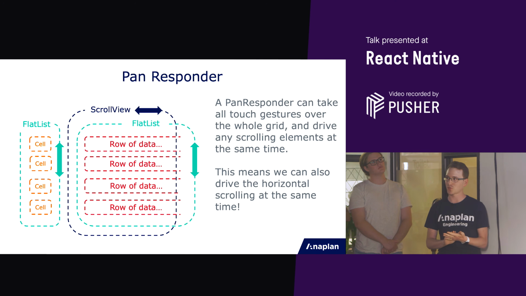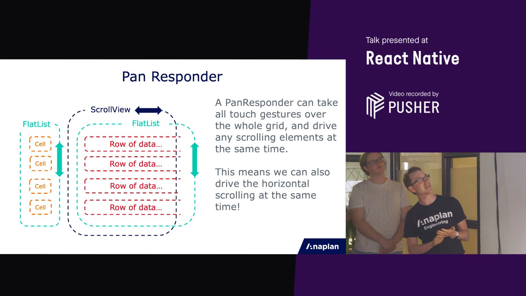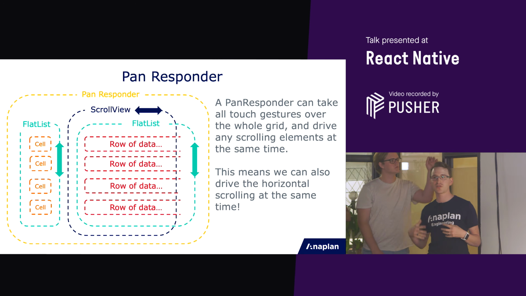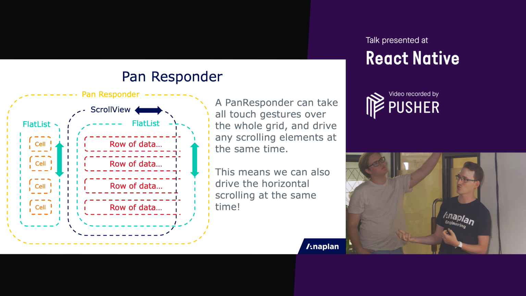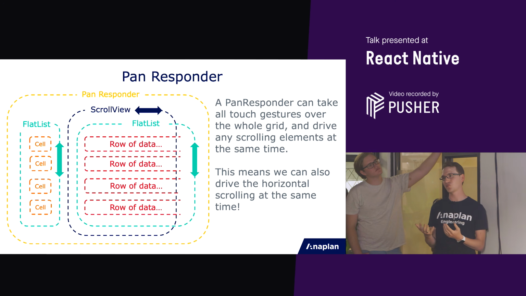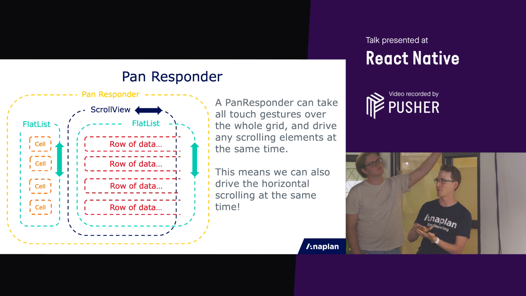And this is where Pan Responder comes to the rescue, in that we can wrap everything in this Pan Responder. And rather than responding to the touch events in our scroll view or in our flat list, we now delegate that up a level. And the Pan Responder can then tell both of those things to scroll at pretty much the same time. So you don't see that delay. You do have, in theory, a delay between the touch event happening and the actual scrolling happening, but it is very minimal because modern phones are pretty fast, right?